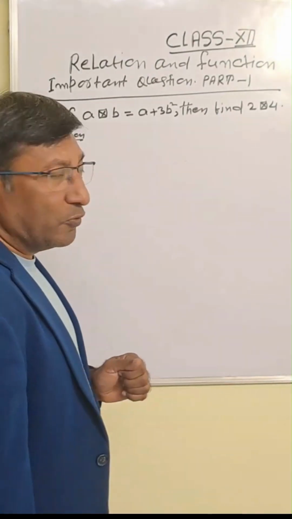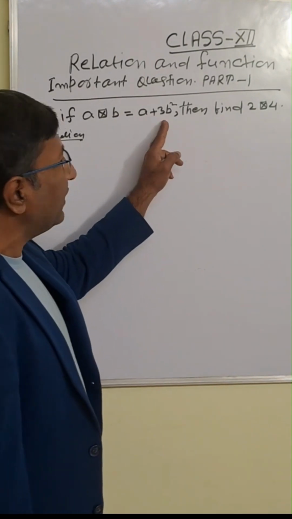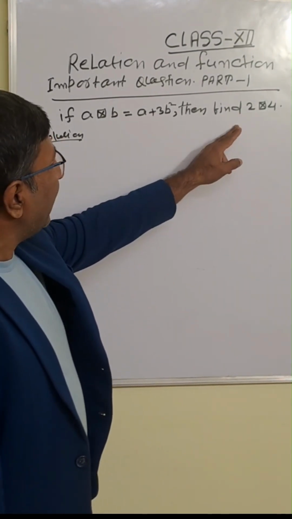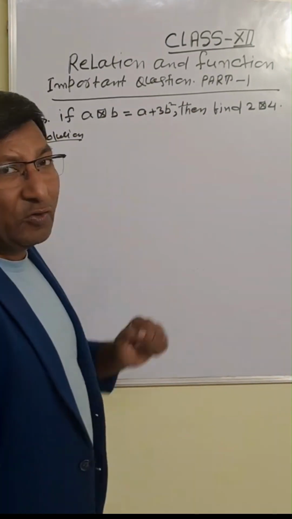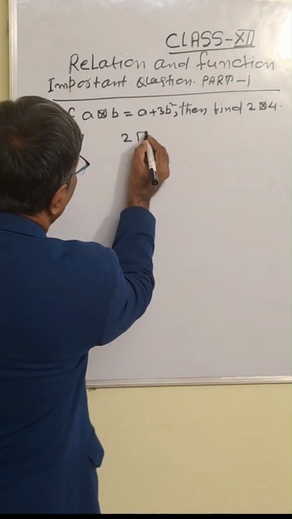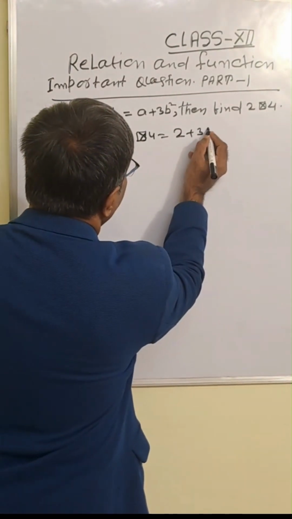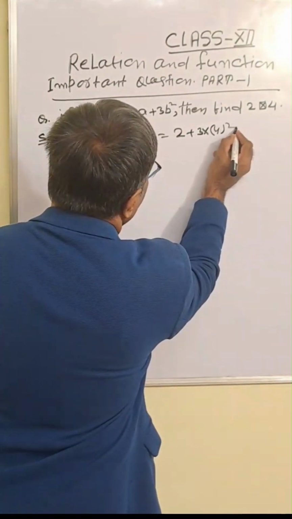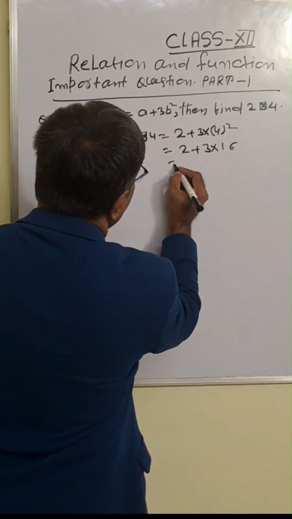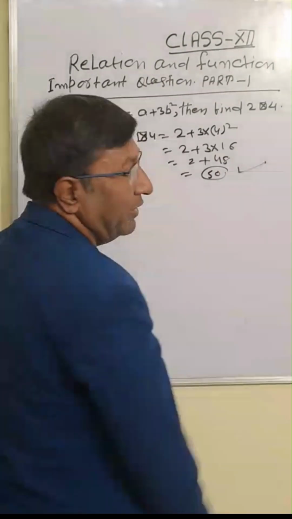The question is: if a star b equal to a plus 3b square, then find 2 star 4. For this type of question, the simple technique is this. Here a star b is a plus 3b square, and we have to find 2 star 4. So just put a equal to 2 and b equal to 4. So 2 star 4 equals 2 plus 3 into 4 square. So we get 2 plus 3 into 16, that is 2 plus 48. So 50 is our correct answer.